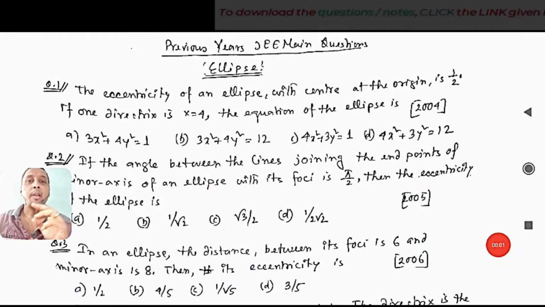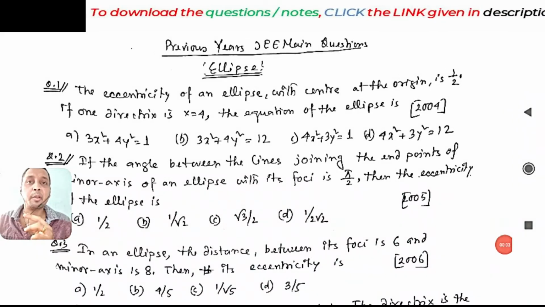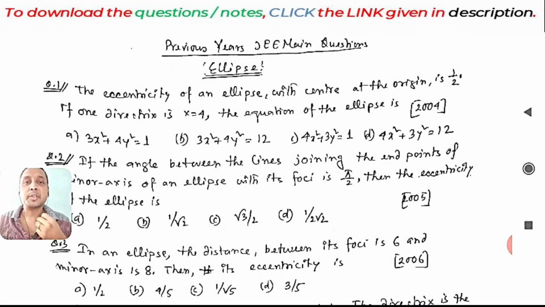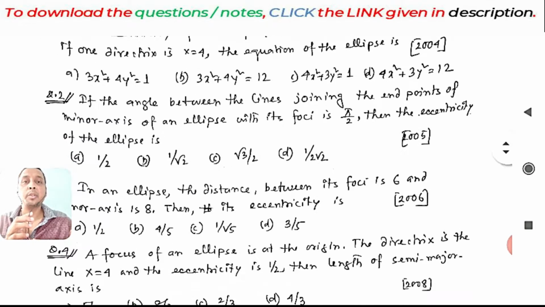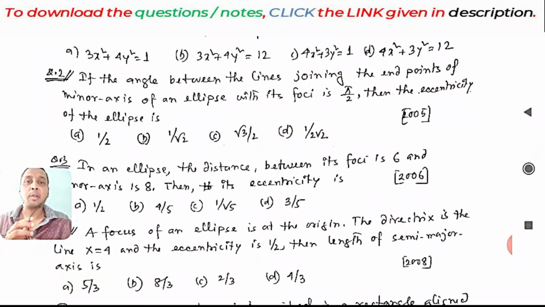Okay students, welcome you all to this new lecture in intermediate level where we are solving previous year JEE Main questions on ellipse. So today we will be solving 4 questions, question number 1, 2, 3 and then 4. Okay, then let's try to solve these questions.